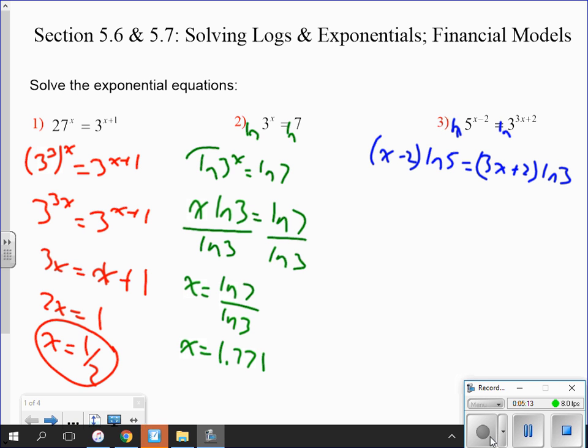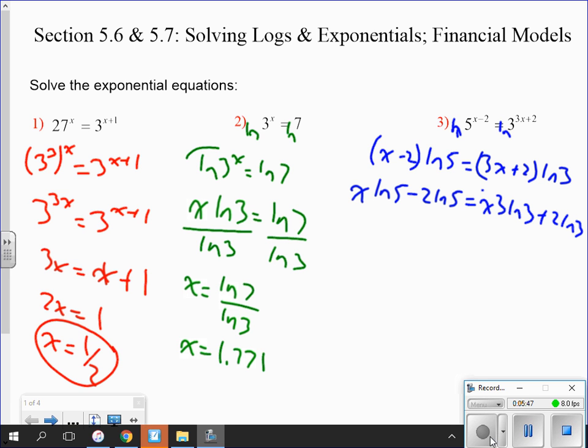Okay. So the first thing I want to do is get rid of my parentheses. Distribute. So I have x natural log of 5 minus 2 natural log of 5 equals, and I'm going to run out of room because I'm writing big, so actually I'm going to do this. Normally you shouldn't. x times 3 natural log of 3 plus 2 natural log of 3.